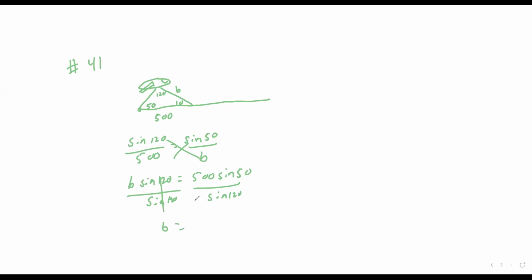And that will give me control divide 500 times sine of 50 over sine 120. And we get that she is about 442.276 feet from the runway.